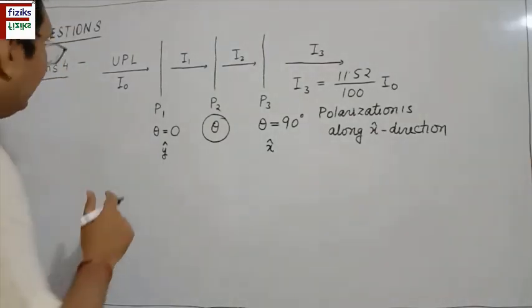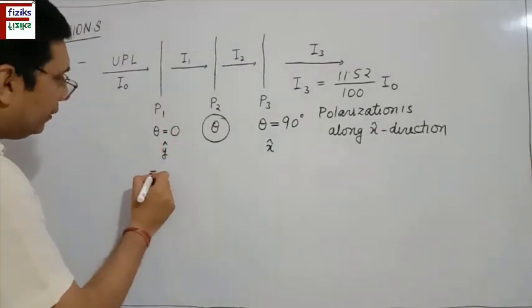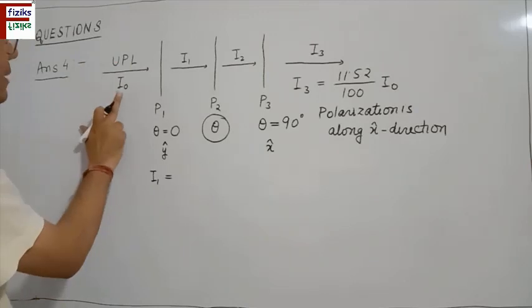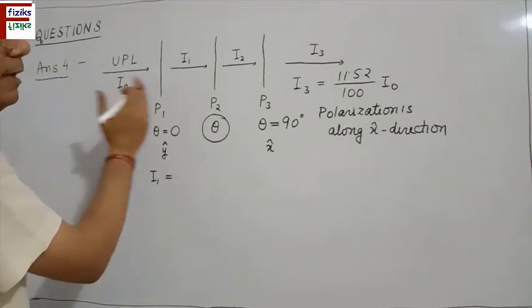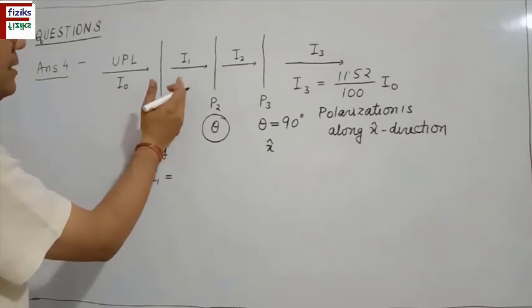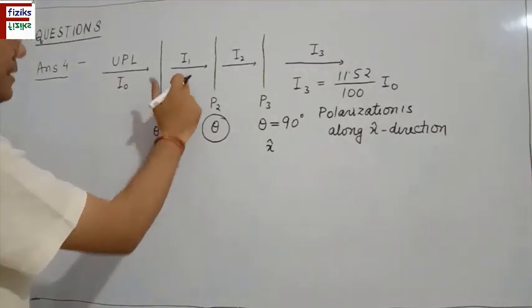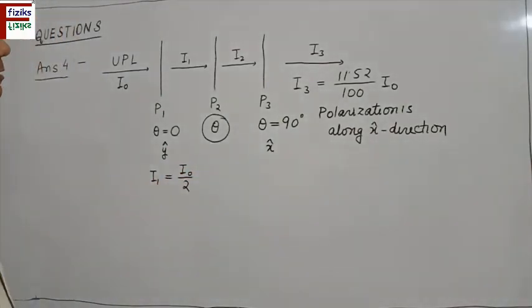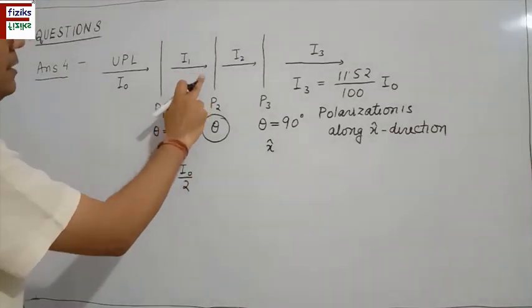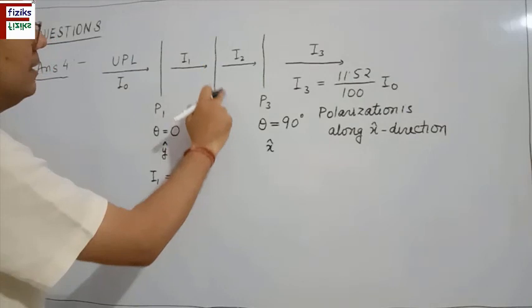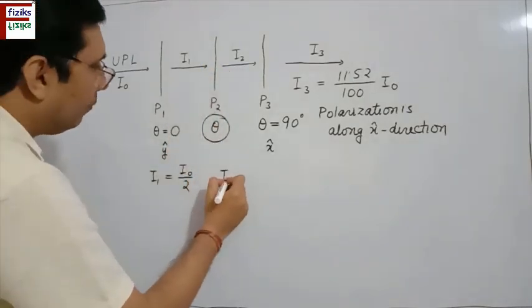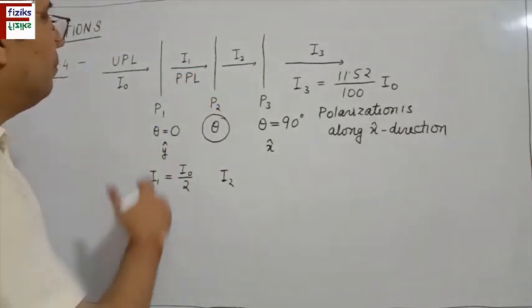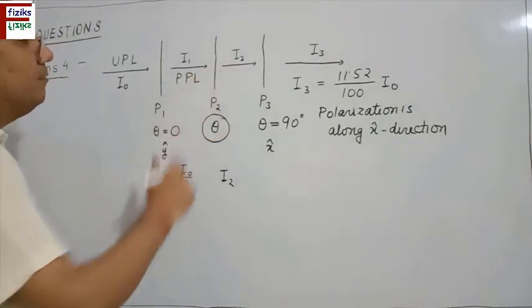So first, we will write down the intensity I1. What will be the value of I1? This is very important here. We have unpolarized light of intensity I0 passing through a polarizer. When unpolarized light passes through a polarizer, the intensity becomes half. So automatically I1 will be equal to I0 by 2. Now this light is passing through the second polarizer and the emerging intensity is I2. This is plane polarized light, and it is passing through P2.